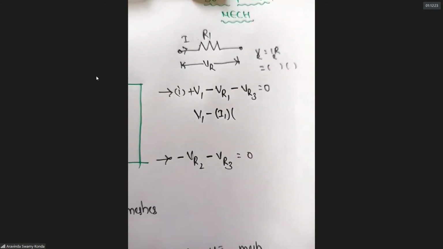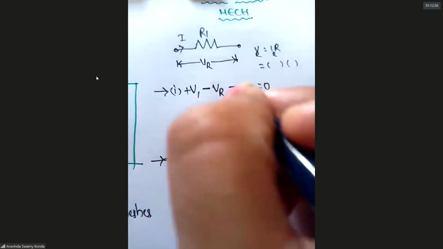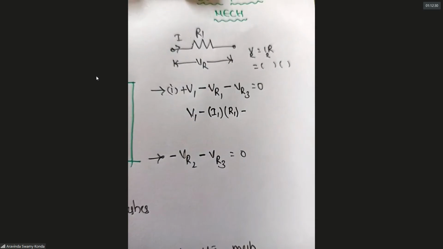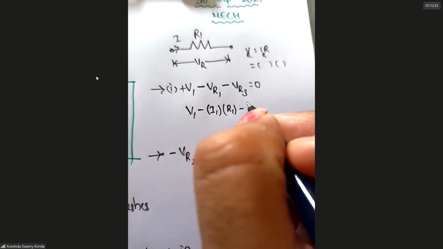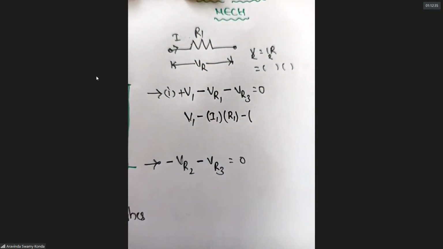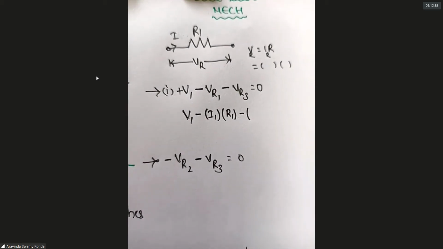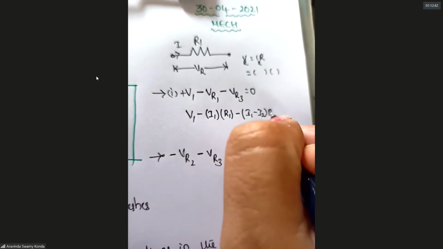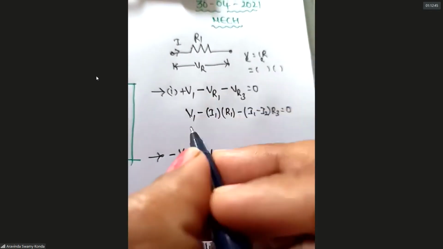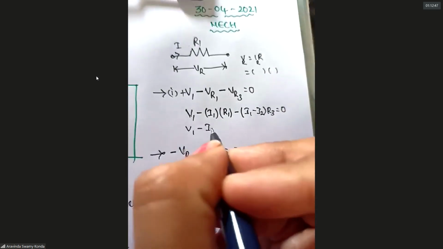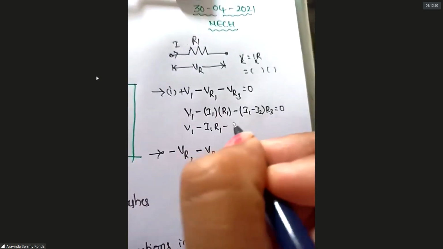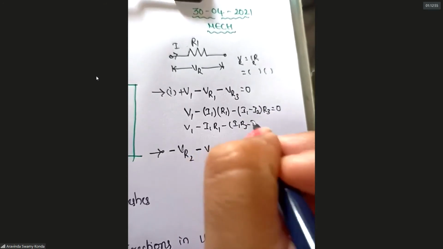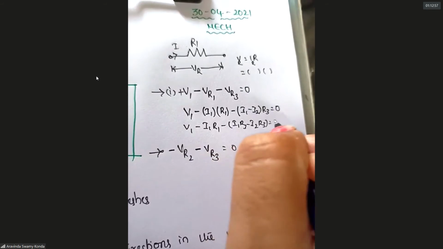So what is the current in R1? I1. And the resistance value of R1 is R1 only. Minus VR3. VR3 means you take the current of R3. What is the current of R3? I1 minus I2, sir. I1 minus I2 into R3 equal to 0. Then V1 minus I1 R1 minus I1 into R3 minus I2 into R3 equal to 0.